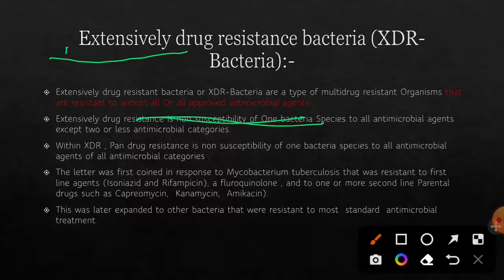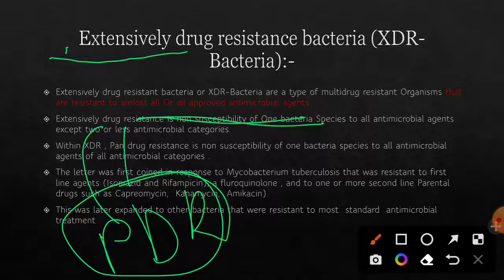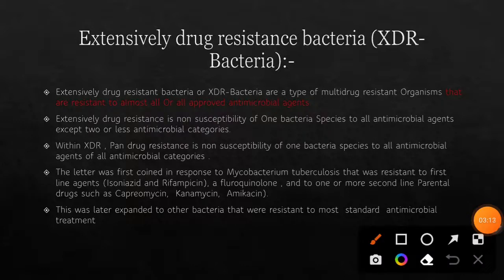That means this kind of extensively drug resistant bacteria have the ability to resist near about all antimicrobial agents that are present. But pan drug resistance is quite different and more dangerous than extensively drug resistance, because in case of extensively drug resistance, remember very carefully that I have used the term almost. The meaning of almost is not all. That means not all the antimicrobial drugs available in our market are resisted by extensively drug resistant bacteria. That means they are still susceptible.